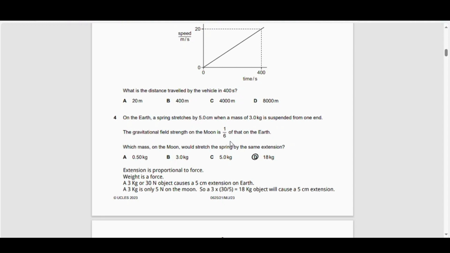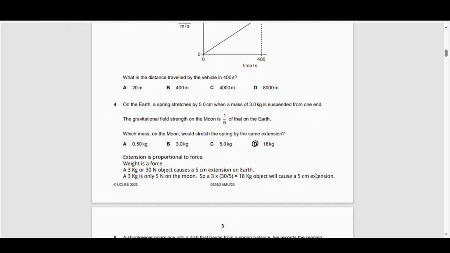So you would need a mass that is 6 times as heavy to cause the same amount of force on the moon as you would have on Earth. To get that 5 centimeter extension, because remember, extension is proportional to the force, you need the same weight acting on the spring. And to get the same weight, you need a mass that's 6 times as heavy on the moon. So if your mass on the Earth is 3 kilograms, then if you multiply 3 by 6, you get a value of 18 kg. And that's essentially what the mass of the object would have to be on the moon to cause a 5 centimeter extension of that spring.